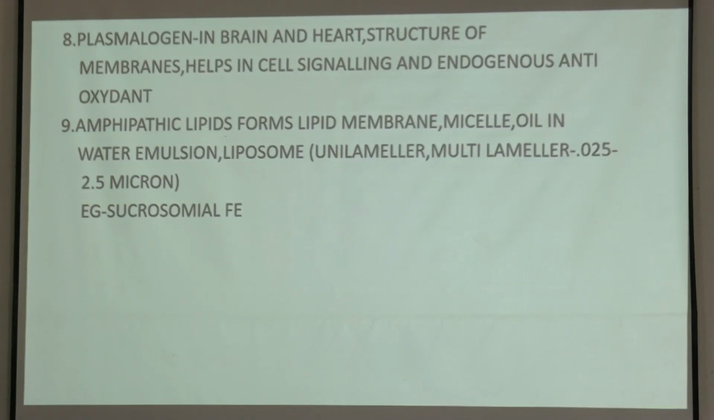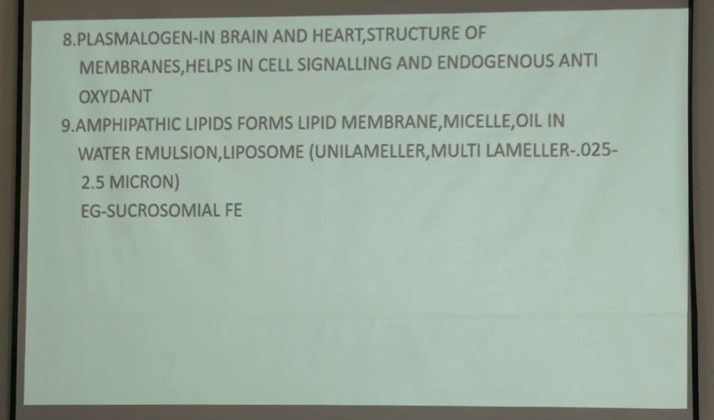Plasmalogen is found in brain and heart, in the structure of membranes, and helps in cell signaling. It is an endogenous antioxidant. In its stereochemical numbering, the first carbon is attached to an alpha-beta unsaturated alcohol, and there is not an ester linkage, that is an ether linkage. So that is plasmalogen, found in heart and brain, and this is also an endogenous antioxidant.